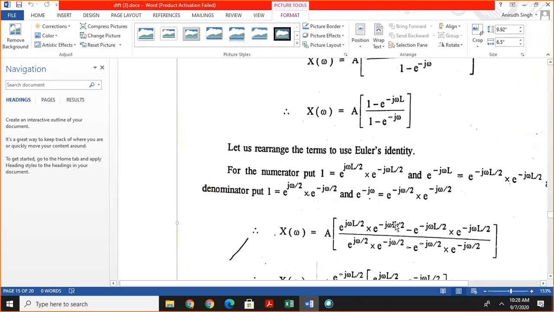As in the previous question, we also arrange this equation. One is replaced by exponential j omega by 2 multiplied by exponential minus j omega by 2. Similarly, exponential minus j omega is replaced by exponential j omega by 2 multiplied by exponential j omega by 2.